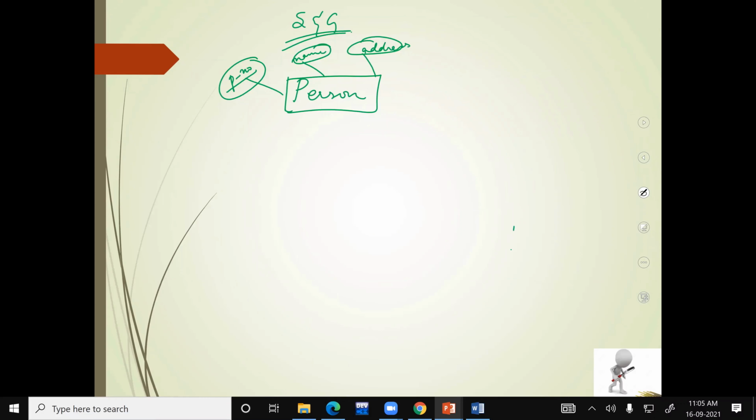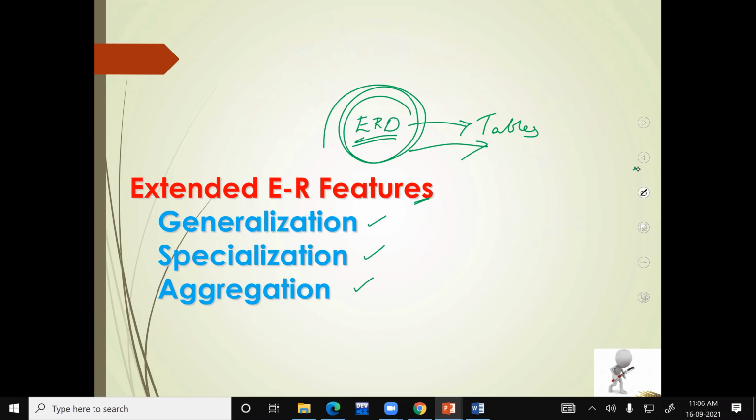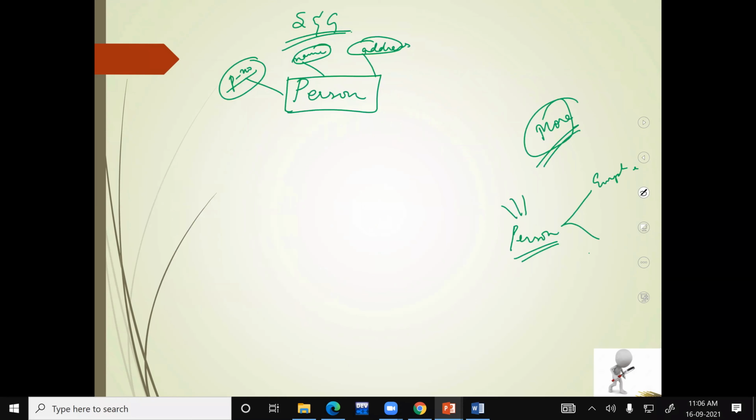Now, if you think about a person, he has three attributes. He can either be an employee. Imagine you're thinking about a supermarket, the More supermarket. Think about all the persons who have some kind of encounter with the More supermarket. It can either be the employees in the supermarket, or it could be a customer who comes to the supermarket.